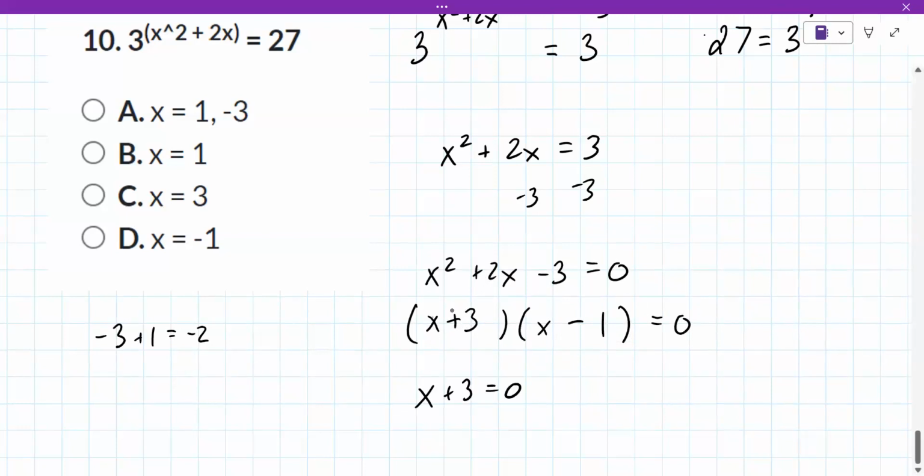Set them both equal to 0. So now x will equal -3 and +1. So the answer would be 1, right? Because negative numbers are usually extraneous for logarithms, but is this a logarithm problem? No. So you can't apply those rules.